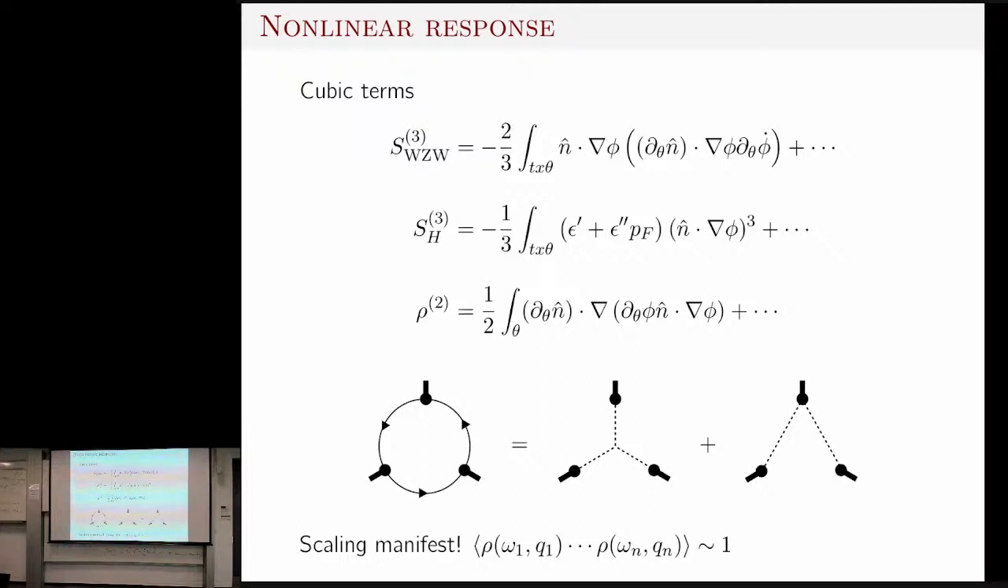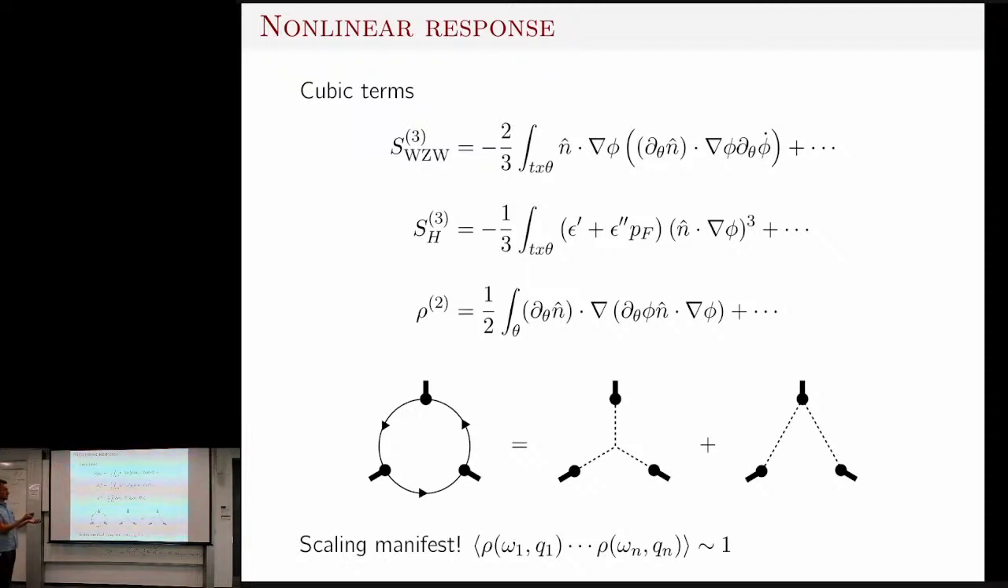you'll find that these cubic terms are all irrelevant, and the higher order terms are even more irrelevant. So we really have a well-controlled effective field theory. Of course, we haven't included BCS, but all these interactions are irrelevant. They're going to give small corrections to observables.